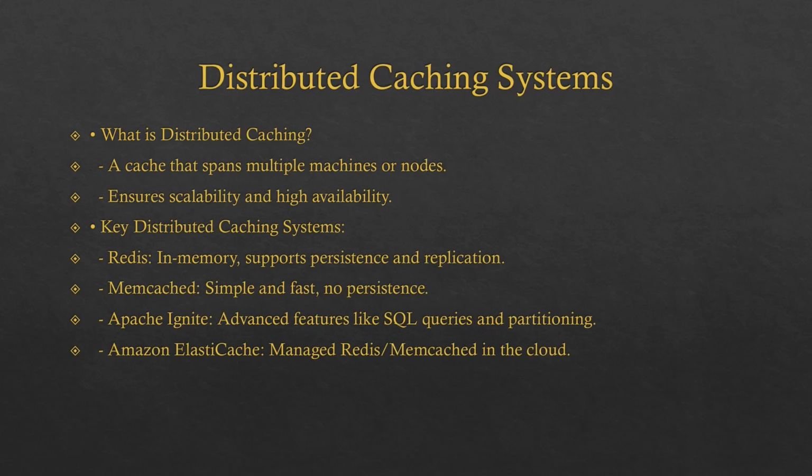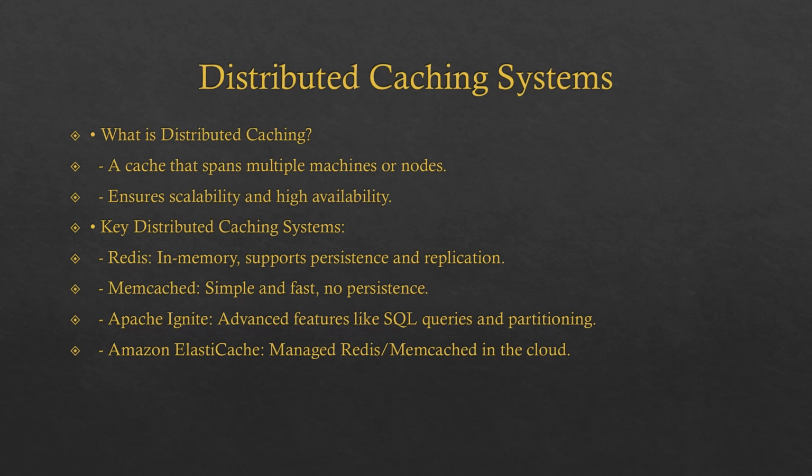Now let's talk about distributed caching systems. These systems span multiple machines or nodes, ensuring that the cache can handle high loads and remain available even if some parts of the system fail. Popular distributed caching systems include Redis, Memcached, Apache Ignite, and Amazon ElastiCache.